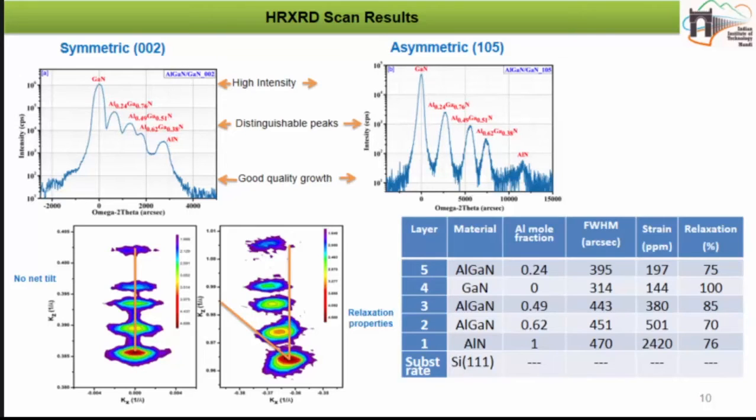Next, I'll go to the HRXRD scan results to characterize the material and its quality. First of all, we have done symmetric and asymmetric plane scans. From there, we have calculated the molar fraction for different AlGaN layers, and it gives distinguishable peaks, showing that good quality crystal has been grown. These are a few results which have been calculated from the peak splitting of those XRD curves.